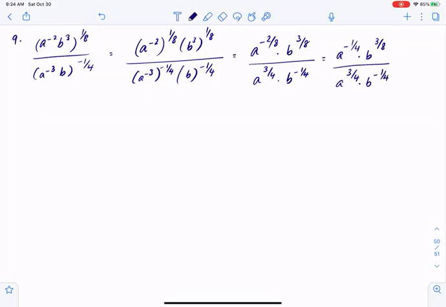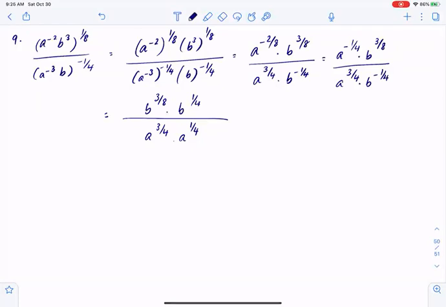I am going to move the a term from the numerator to the denominator, because it would make the power of a positive, and move the b's to the numerator. So b raised to negative 1 over 4 would become positive 1 over 4. A raised to negative 1 over 4, when it moves to the denominator, would become a raised to positive 1 over 4.